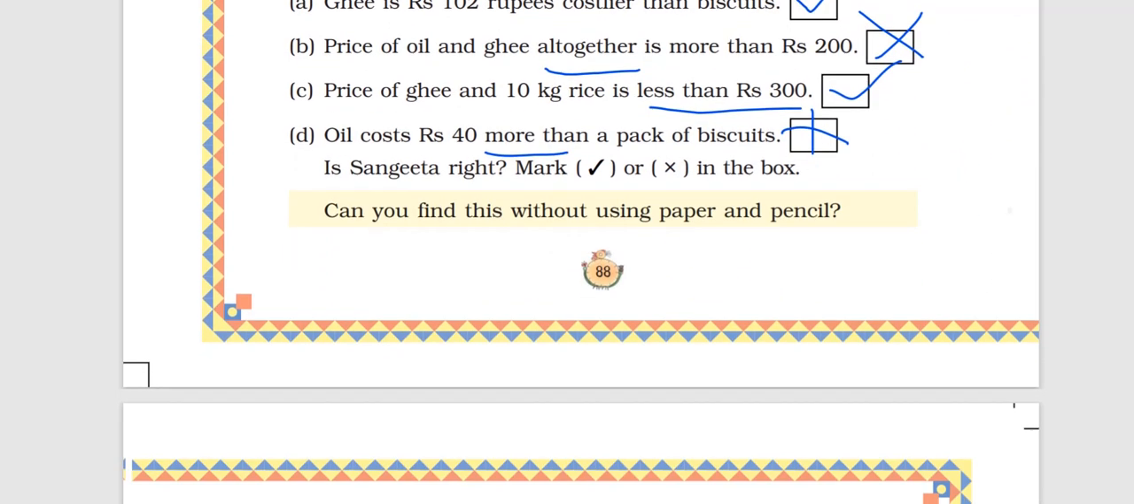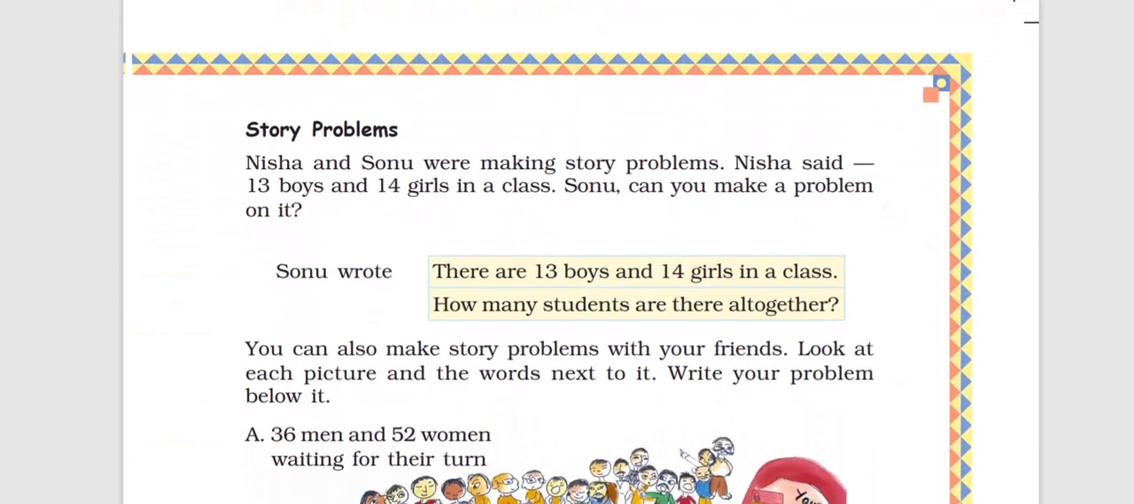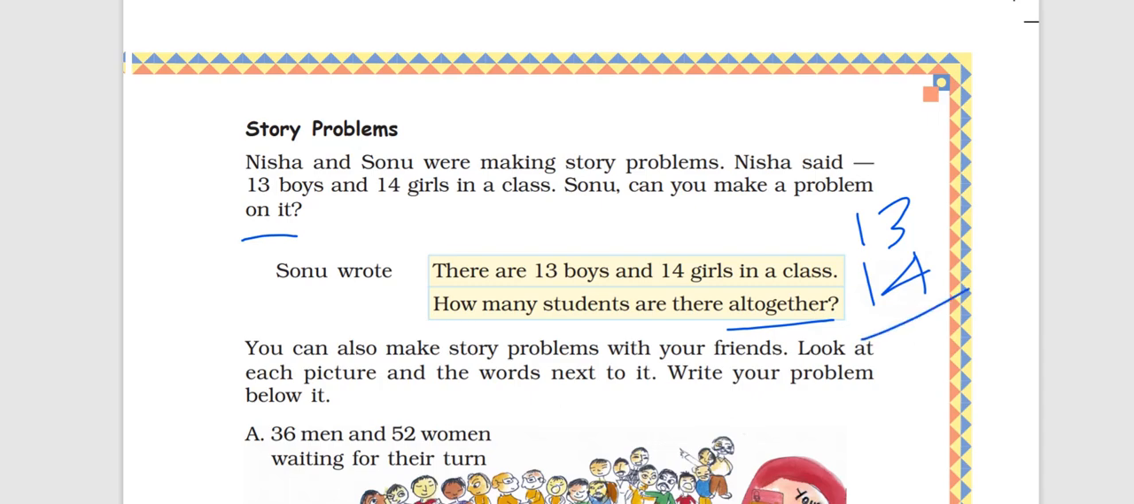Okay. Nisha and Sonu were making story problems. Nisha said, 13 boys and 14 girls in a class. Sonu, can you make a problem on it? Okay. So how do we put this? There are 13 boys and 14 girls in a class. How many students are there altogether? Which is addition, right? 13 plus 14. That gives me 7 ones and 2 tens.